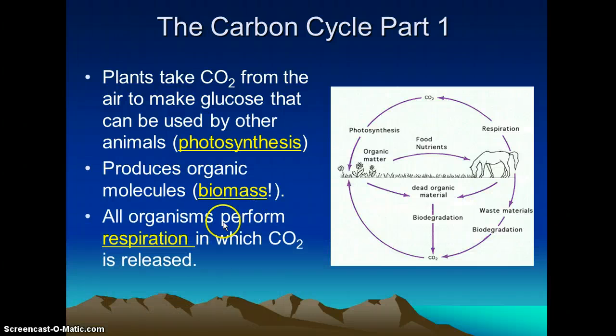We also know that the process of cellular respiration is something that all organisms do. And in this process, they will in turn release carbon dioxide back into the environment. So it'll flow back into the atmosphere as a storage. All organisms do this, not just animals, even plants do cellular respiration. Don't forget that respiration and photosynthesis are opposite processes.